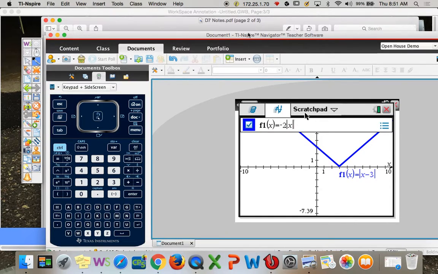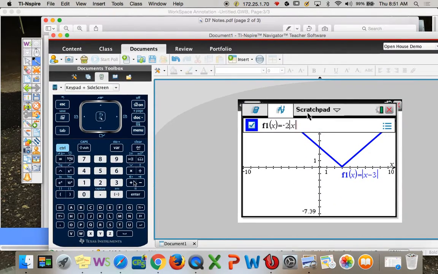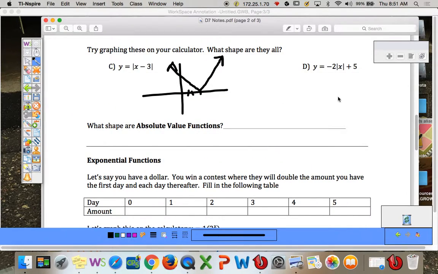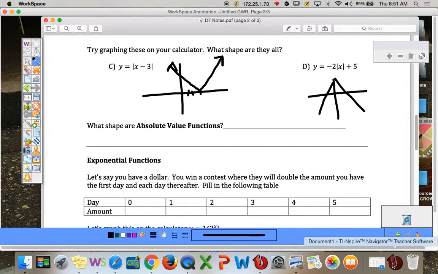And then on the outside of the absolute value sign we have a +5. Does that change at all? It does, but it's still a V-shaped graph. So if I were to sketch that, it looks something like this, I think.